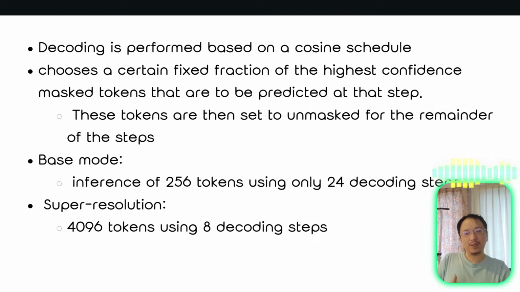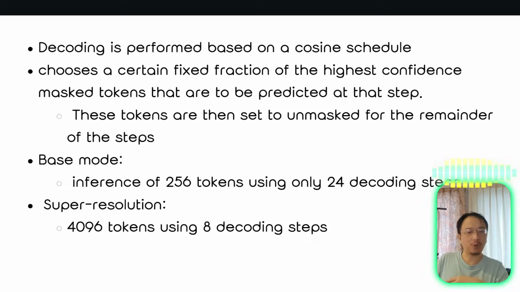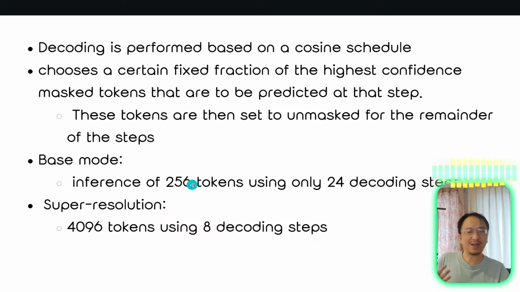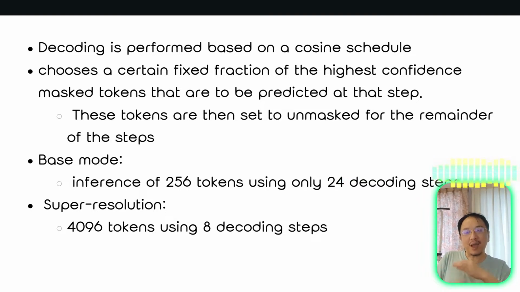This is not obviously something that should work, but considering it only has 16 by 16 tokens, it's not that big, so this seems reasonable. For the base model, it only has 256 tokens, and it used 24 decoding steps. So for each step, it predicts on average about 10 or 11 tokens.